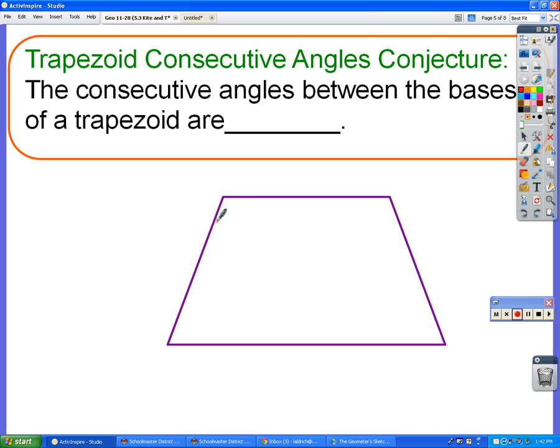This angle right here and this angle right here are consecutive angles. It says the consecutive angles between the bases of a trapezoid are what? What's true about those two angles? Perpendicular. Nope. Nice try, though. At least you participated. These two sides are parallel, so what's going to be true about those two angles? Alternate interior. No, they're same side interiors. They're supplementary, right. There you go.